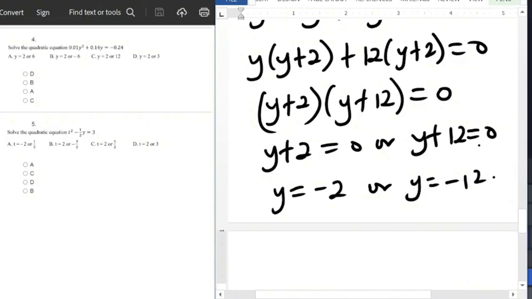So that is the answer: y equals minus 2, y equals minus 12. For the options there, you can see the one that is closest is option C. There's supposed to be a minus beside it, so sorry for that. So this is going to be option C, as you can see. Alright, I hope this is very clear. Okay, so let's go to question number 5.